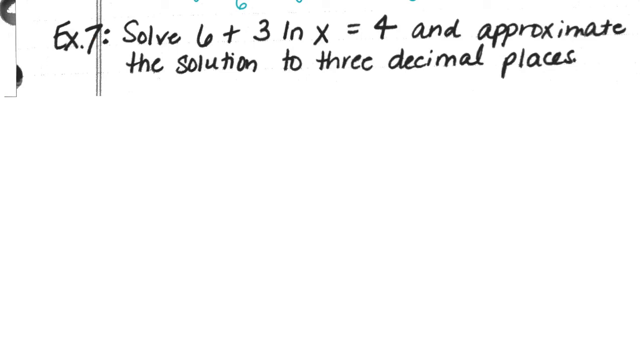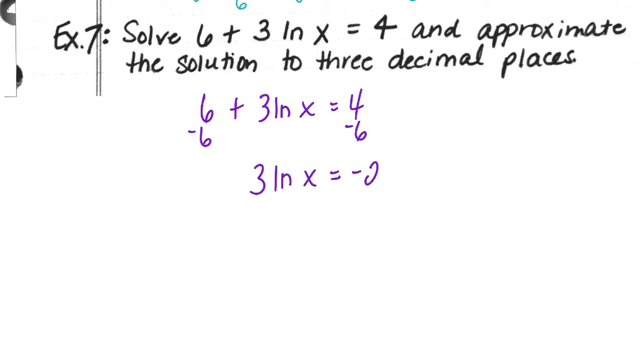Moving on, they're asking us to solve this one. And the first thing I want to do, well, I'm going to rewrite it first of all. I want to get rid of this 6. Don't want to divide, we want to subtract 6. So we have 3 times the natural logarithm of x is equal to -2. When I divide each side by 3, I get the natural logarithm of x is equal to -2/3.